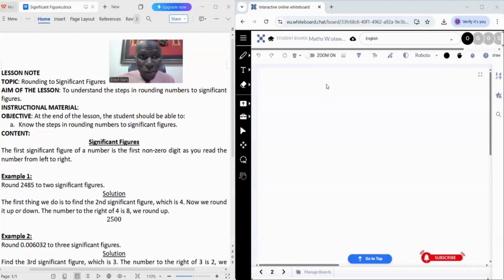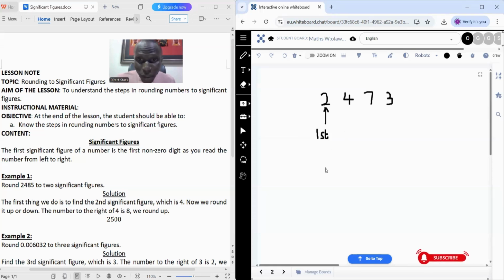The first significant figure of a number is the first non-zero digit as you read the number from left to right. So let's say, for instance, we have 2,473. Now, the first non-zero digit, as you read the number from left to right, is the first significant number. So we can say that 2 is the first significant number.